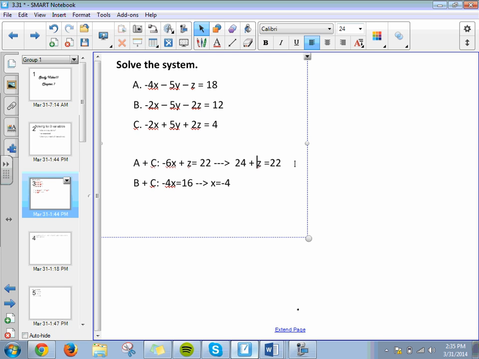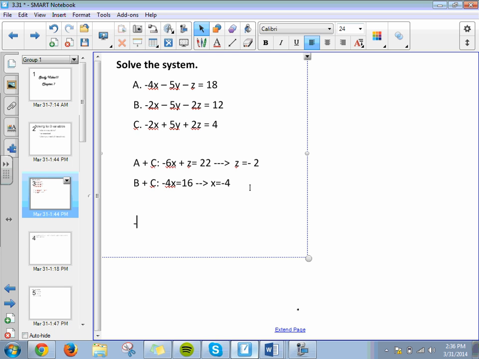So then 24 plus z equals 22. Subtract 24 from both sides, and z will end up being equal to negative 2. So then all I need to figure out is what y is equal to, so I can take and plug that into any equation I want. Looks like C will be a nice easy one to use.